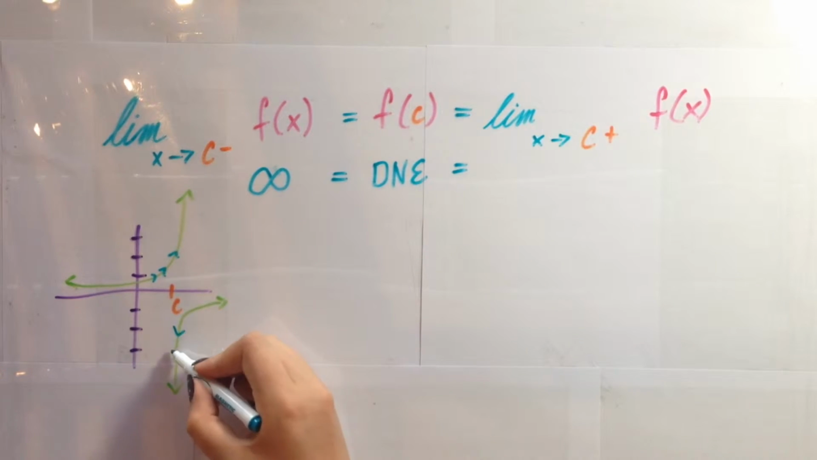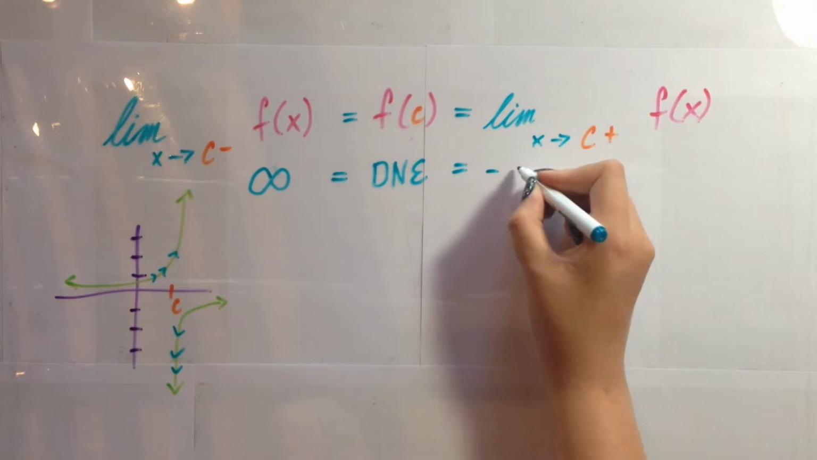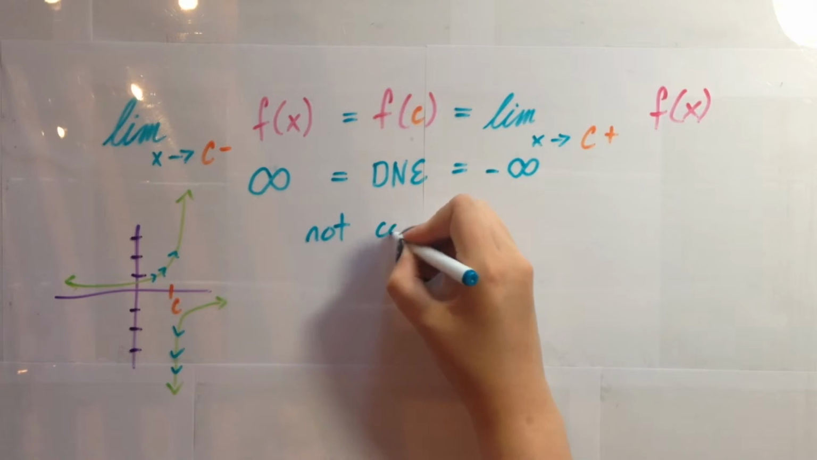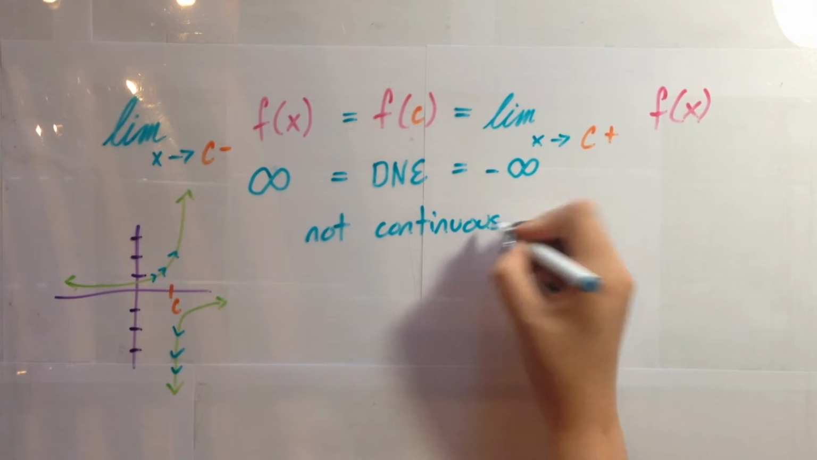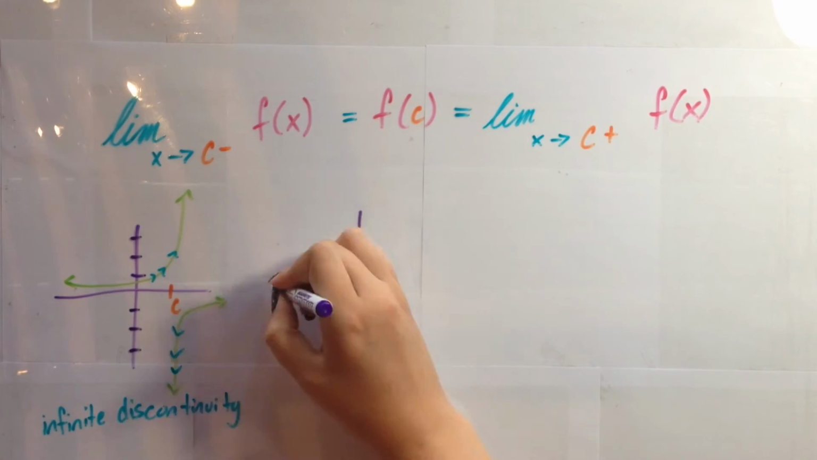Here we're going from the right side towards c. Our value is getting larger but getting negative as well. Therefore it is going towards negative infinity. So these values are not all the same. Therefore our graph is not continuous at the point of c. This happens to be an infinite discontinuity.